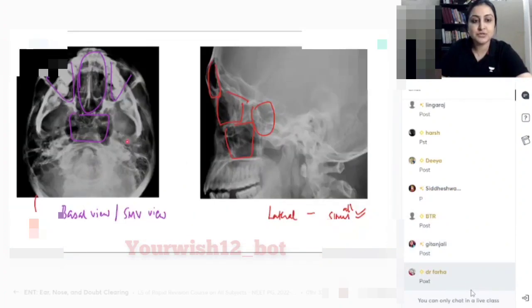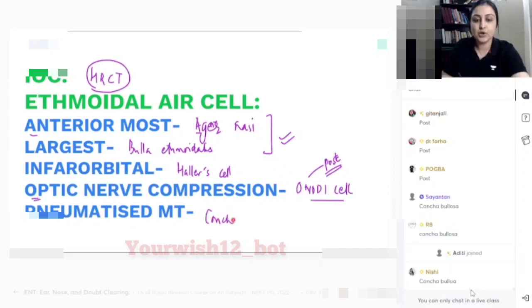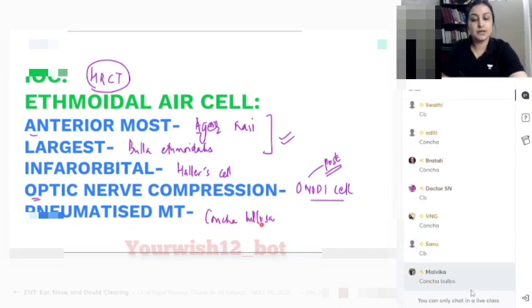तो जिसको basal view समझ नहीं आया था, यहाँ पे पीछे हमारे पास sphenoid sinus है. These are your anterior ethmoid. This is your posterior ethmoid. So onodi is located here, इन दोनों के बीच में. Understanding? So this is where you have onodi, which is your posterior cell, and it can compress on the optic nerve. And what do you call a pneumatized middle turbinate? Yeah, we call it a concha bullosa, right? So concha bullosa is your pneumatized middle turbinate. Fine. So these are all the names.